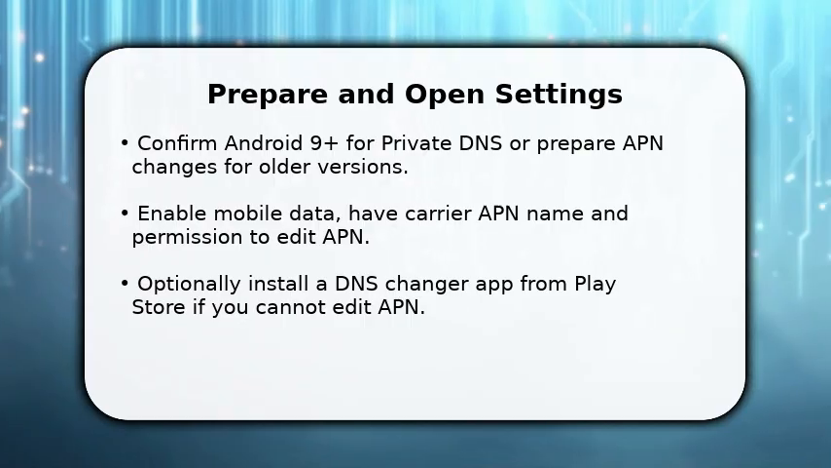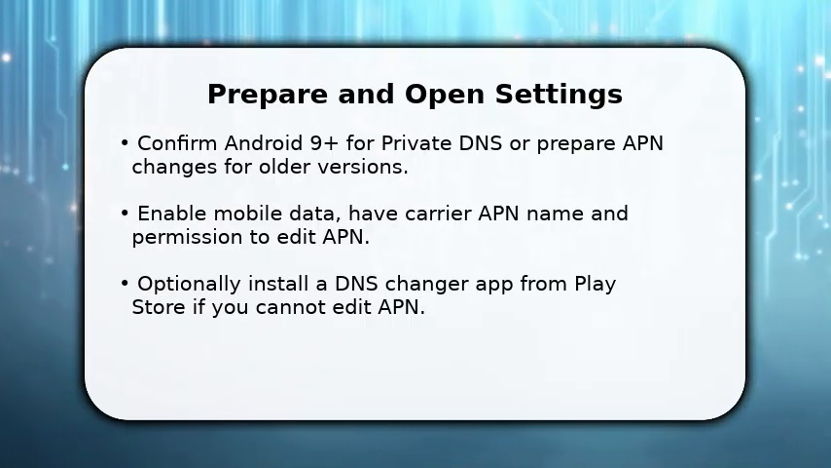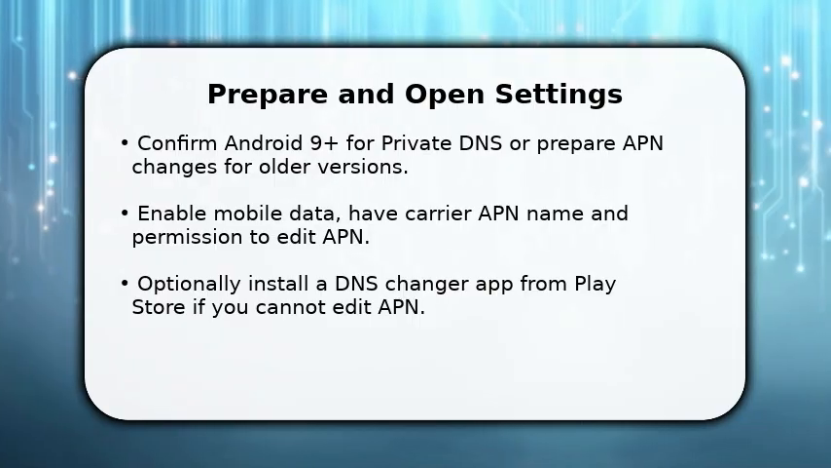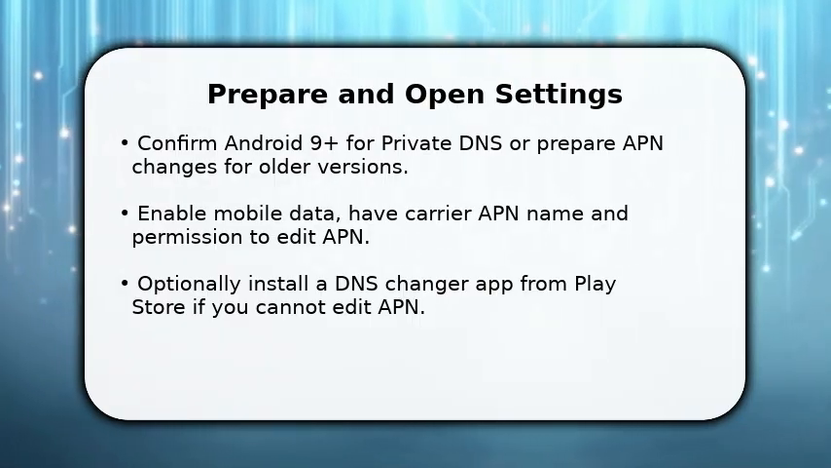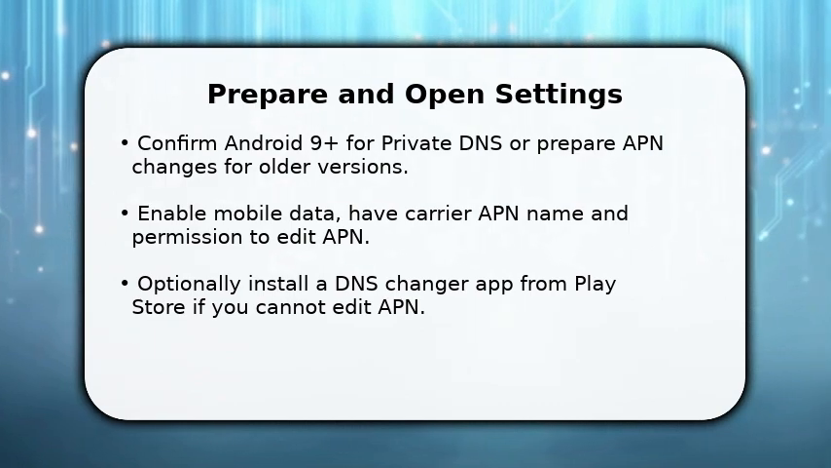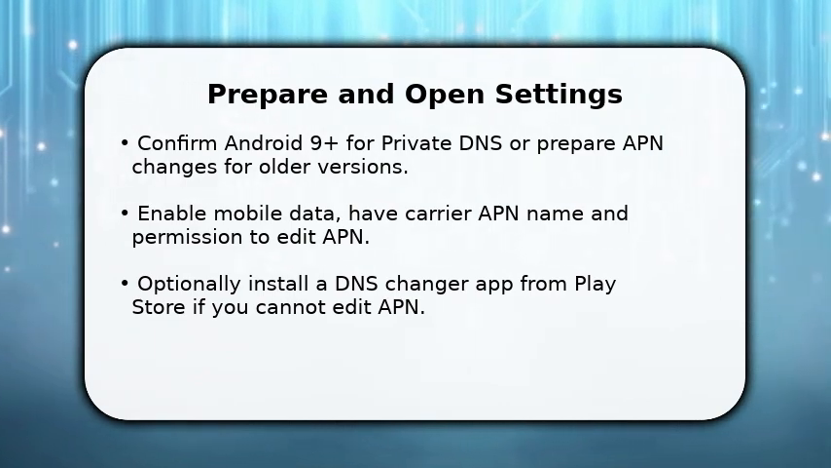Now open Settings, tap Network and Internet, and locate Mobile Network. This begins the actionable path. You're not configuring anything yet, beyond preparing access and deciding which method you will use.